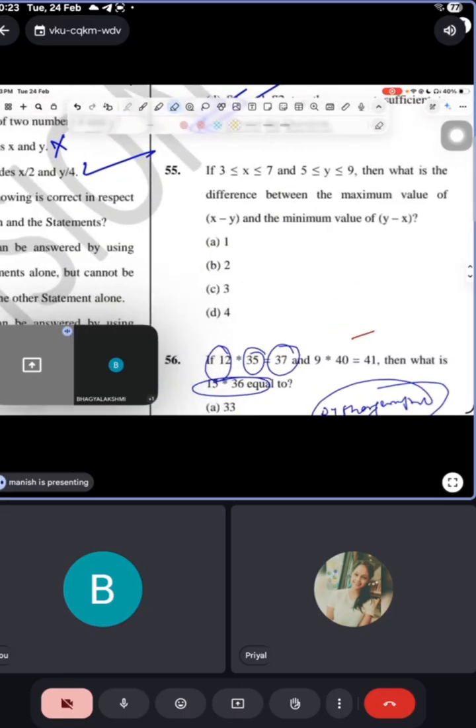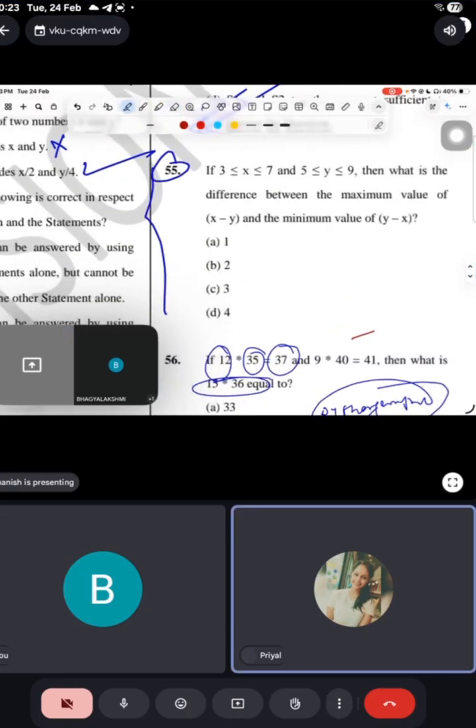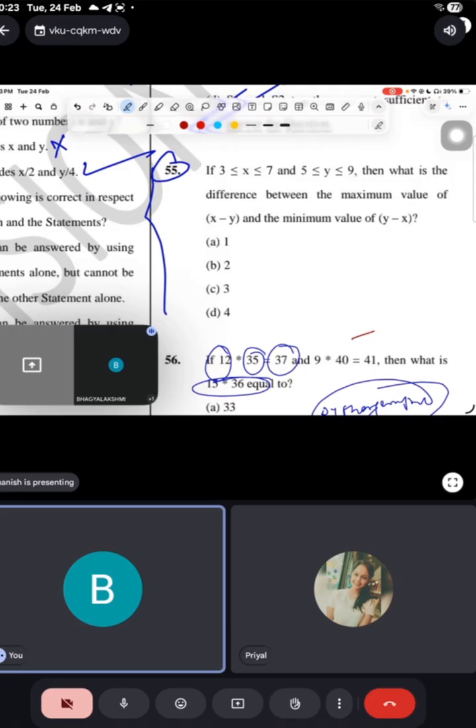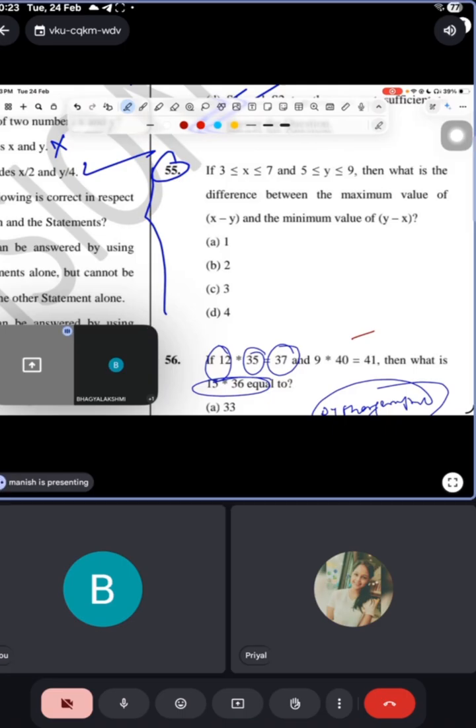Read this question, Bhagya. If 3 less than or equal to x less than or equal to 7 and 5 less than or equal to y less than or equal to 9, then what is the difference between the maximum value of x minus y and the minimum value of y minus x? This is a first-class question, but there is somewhat of a catch here. If you don't understand this question, you cannot solve it. Otherwise, it is very easy, guys.